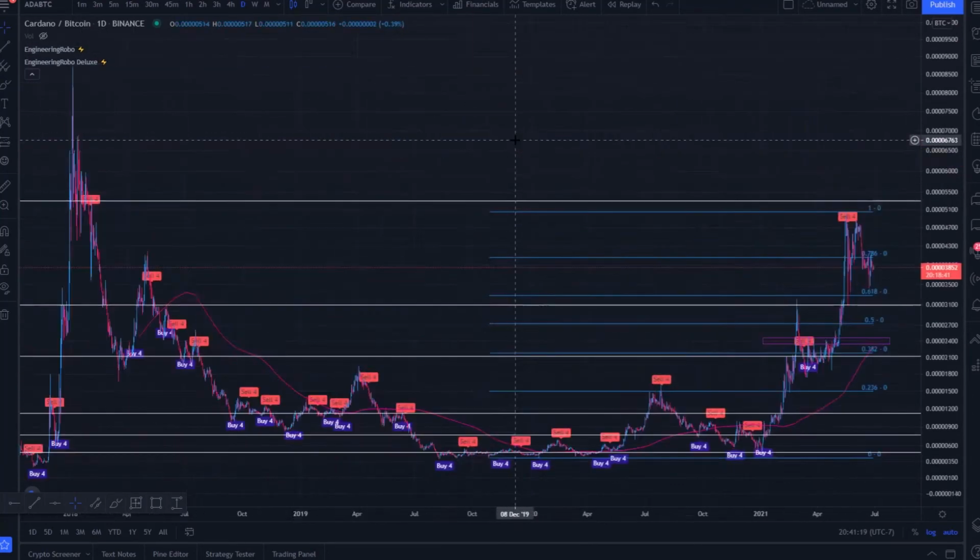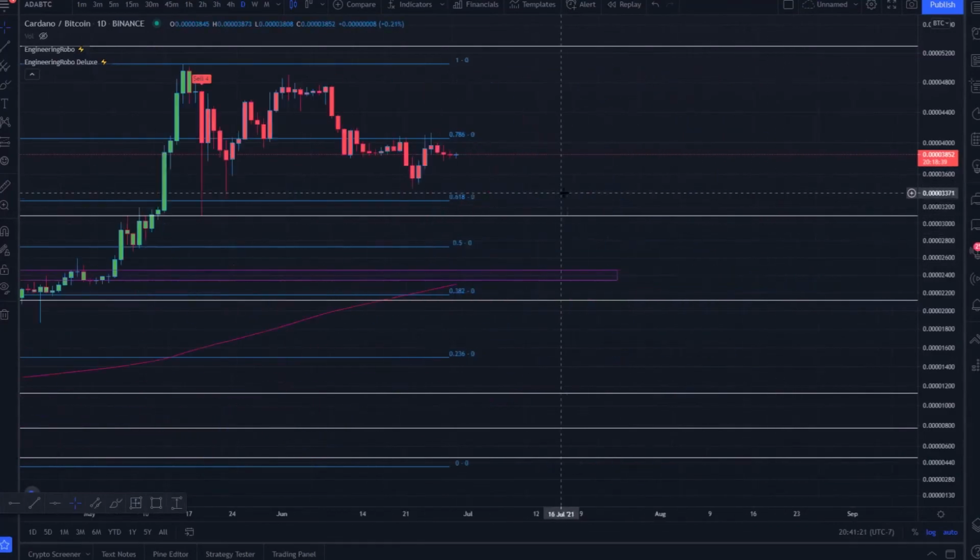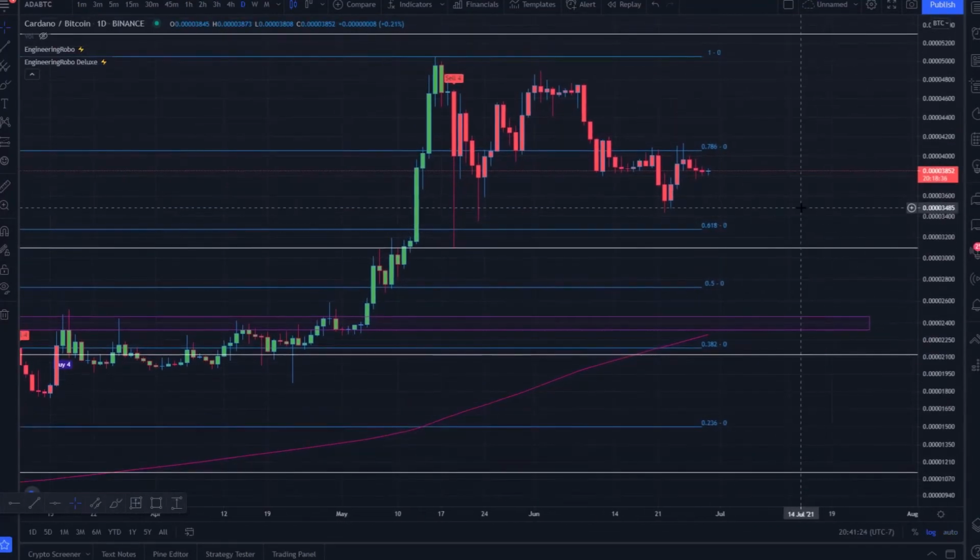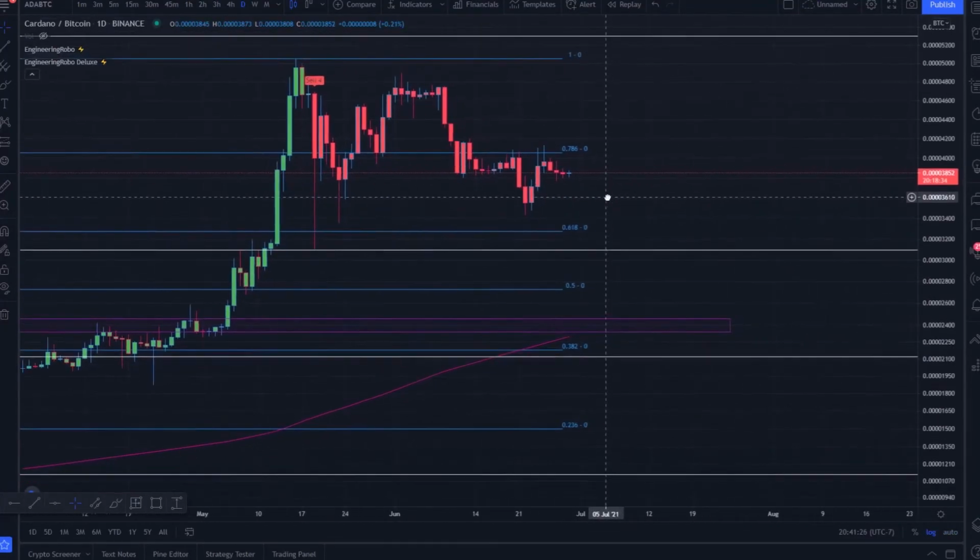When we consider EngineeringRobo, along with the Fibonacci lines, a new perspective comes into play. We can see that 0.786 line suggesting what appears to be resistance at that 4,000 Satoshi level. That 4,062 Satoshi is going to be a significant selling point that we could rally up to.